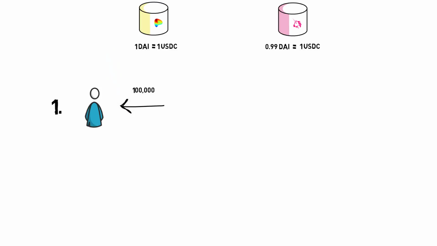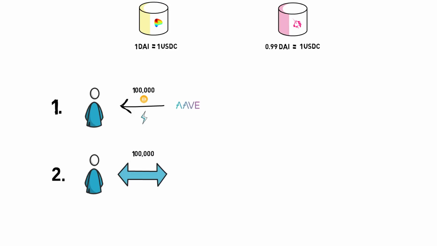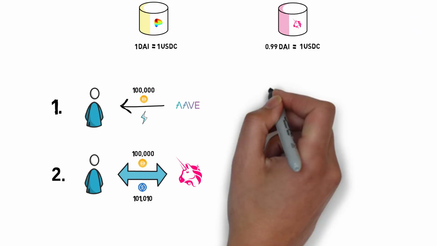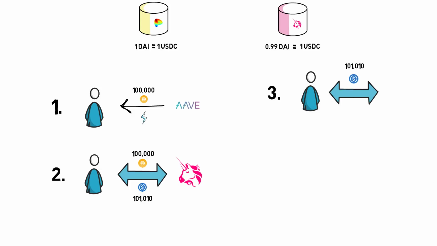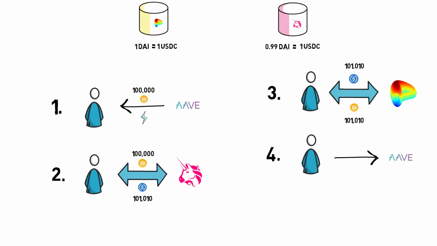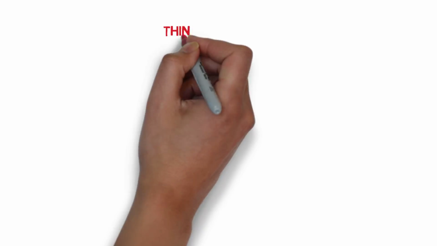Borrow 100,000 DAI from Aave via Flash Loan. Swap 100,000 DAI for USDC on Uniswap and receive 101,010 USDC. Swap 101,010 USDC for 101,010 DAI on Curve. Repay initial 100,000 DAI plus 0.09% fee equals 100,900. Profit 110 DAI. This looks nice, but we have to take a few extra things into consideration.